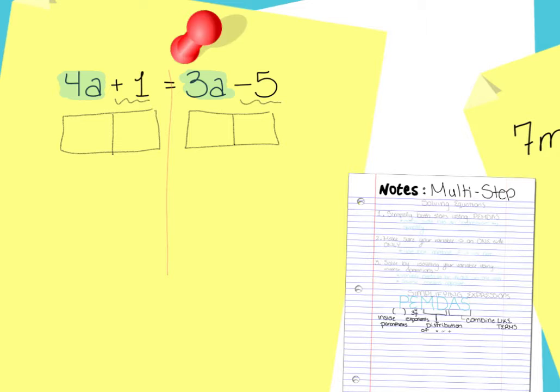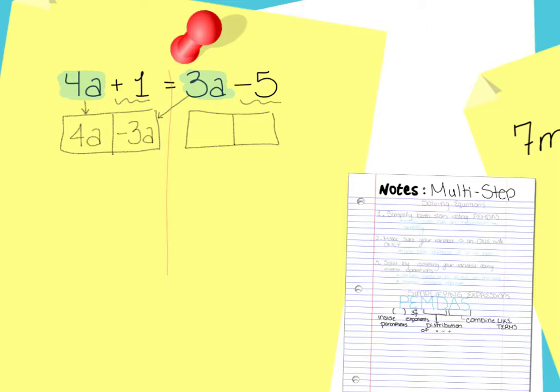So my 4a, if you notice, it's on the left. I'm going to put it in that first box, and it's going to stay a positive 4a because it's still on the left side. The 3a has to cross the line, so it changes from a positive 3a to a negative 3a. And so that really changes from a plus 3a to a minus 3a.